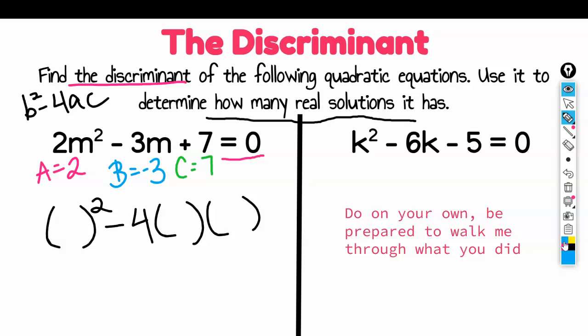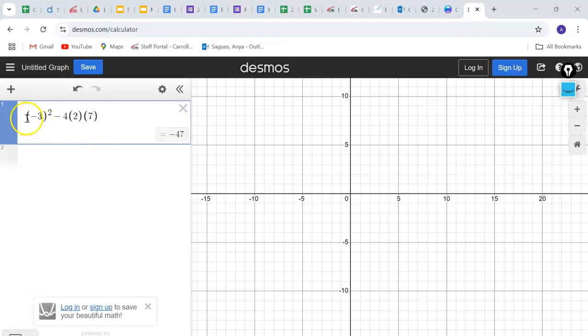Inside of that first parentheses, I've got b squared. My b is -3, so I've got -3 squared. In my second parentheses, I have a. I should have a, so that'll be 2. And then in my last one, I have c, so that's 7. All right, now this I can take and plug into my calculator. Okay, so see how here I plugged it in exactly as we wrote it down, and it gave me -47.